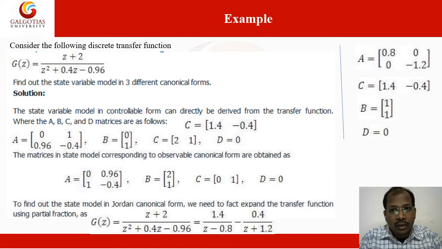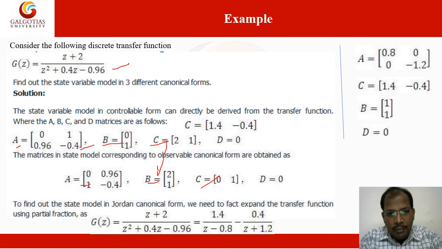So here we are considering one example. G(z) is given. Find three different solutions. So here we have to represent in controllable form. A, B and C are already calculated, and we just have to take the inverse. This is the observable form, B and C. You can see C becomes B and B becomes C in transpose form. So this is the observable form, and this is the Jordan form. Here the two distinct poles are there, so this is the Jordan form we represent. I have considered a simple second order example. So you can apply it here.